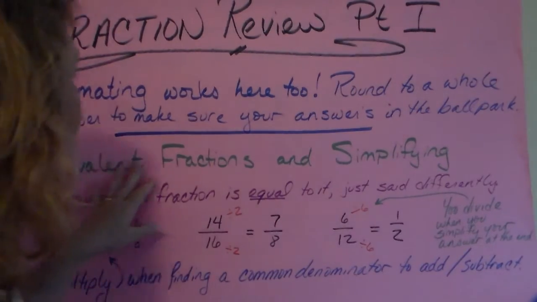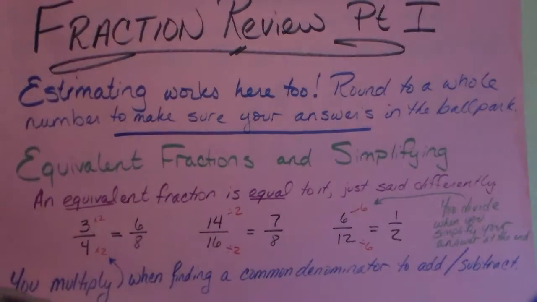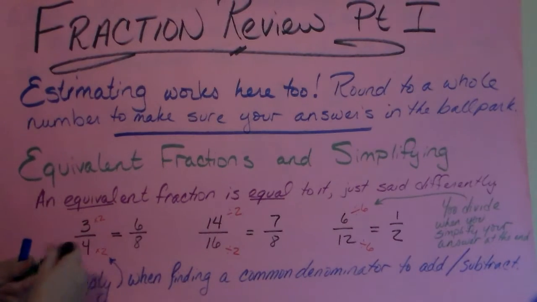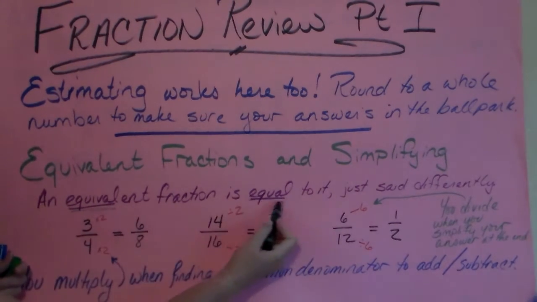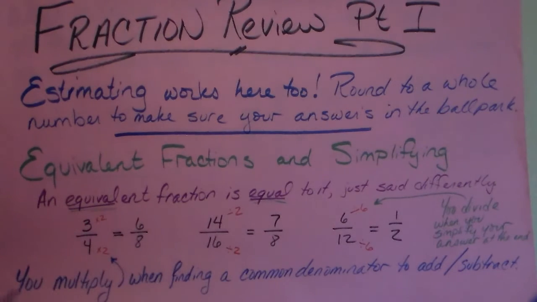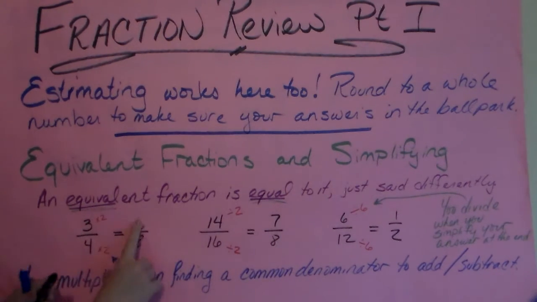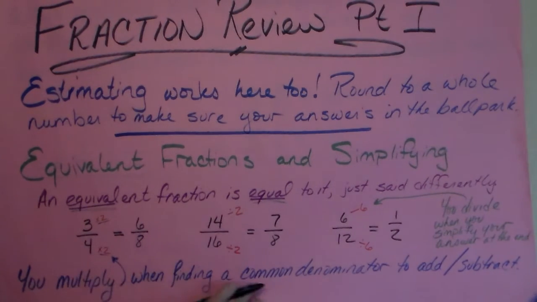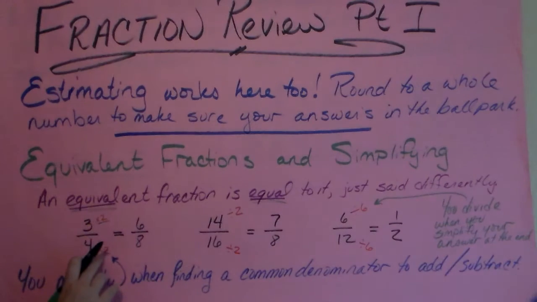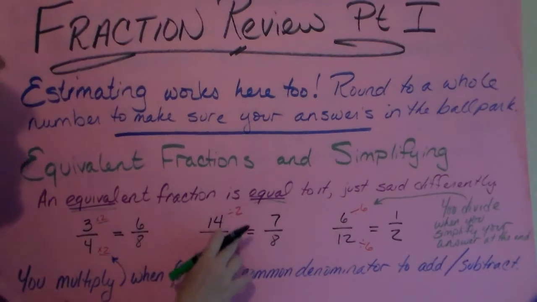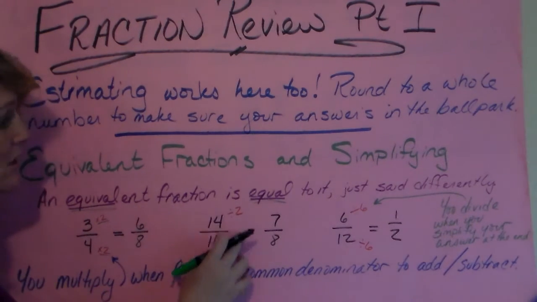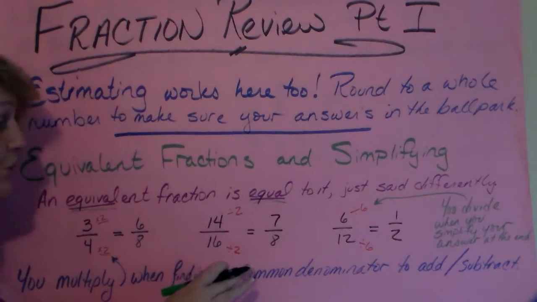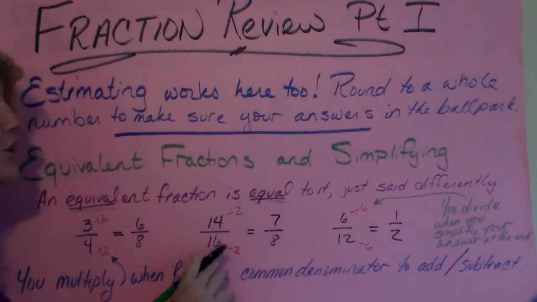Okay, equivalent fractions and simplifying. An equivalent fraction is equal, notice the same part of the word here, equal to it, it's just said differently. For example, 3/4 and 6/8 are equivalent fractions because I can multiply the top and the bottom by the same number. I can also divide the top and the bottom by the same number. As long as it's the same, it doesn't matter what I do to it. It makes these equivalent fractions.